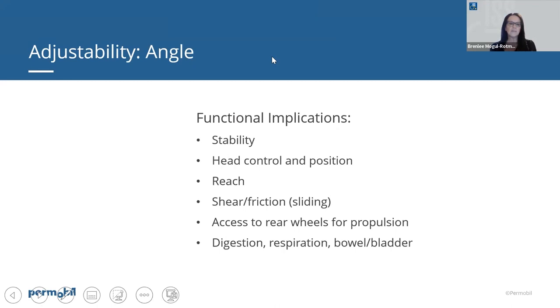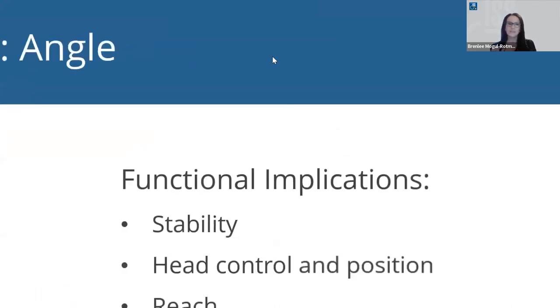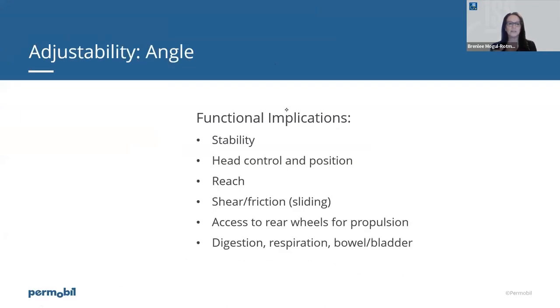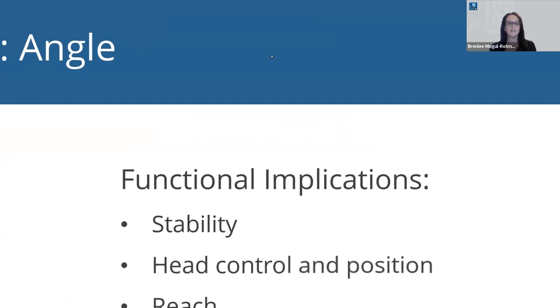And sometimes the angle of the back requires minimal adjustment, but might make all the functional difference that a client requires to be able to complete all their daily tasks and participate in activities.